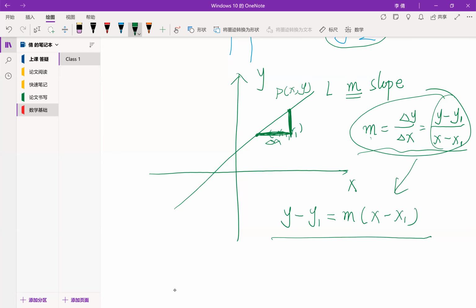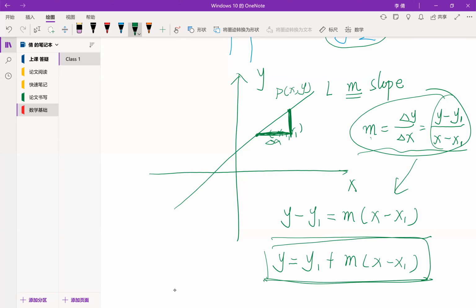We can use this to get this equation, right? And then we can get y equal to y sub 1 plus m multiplied by x minus x sub 1, right? So this is the equation. So this is the point-slope equation for this line. Okay.